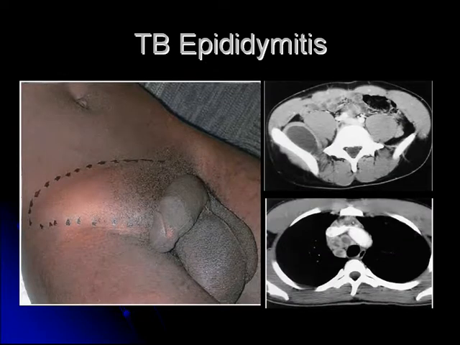This is a picture of a fellow from Sierra Leone who presented with a scrotal mass. When he was examined, they found significant inguinal adenopathy, and the CT shows a big collection of pus extending up under his iliacus muscle. Because a high percentage of these patients are affected in their pulmonary region, he had a CT of his chest, which showed significant mediastinal involvement.